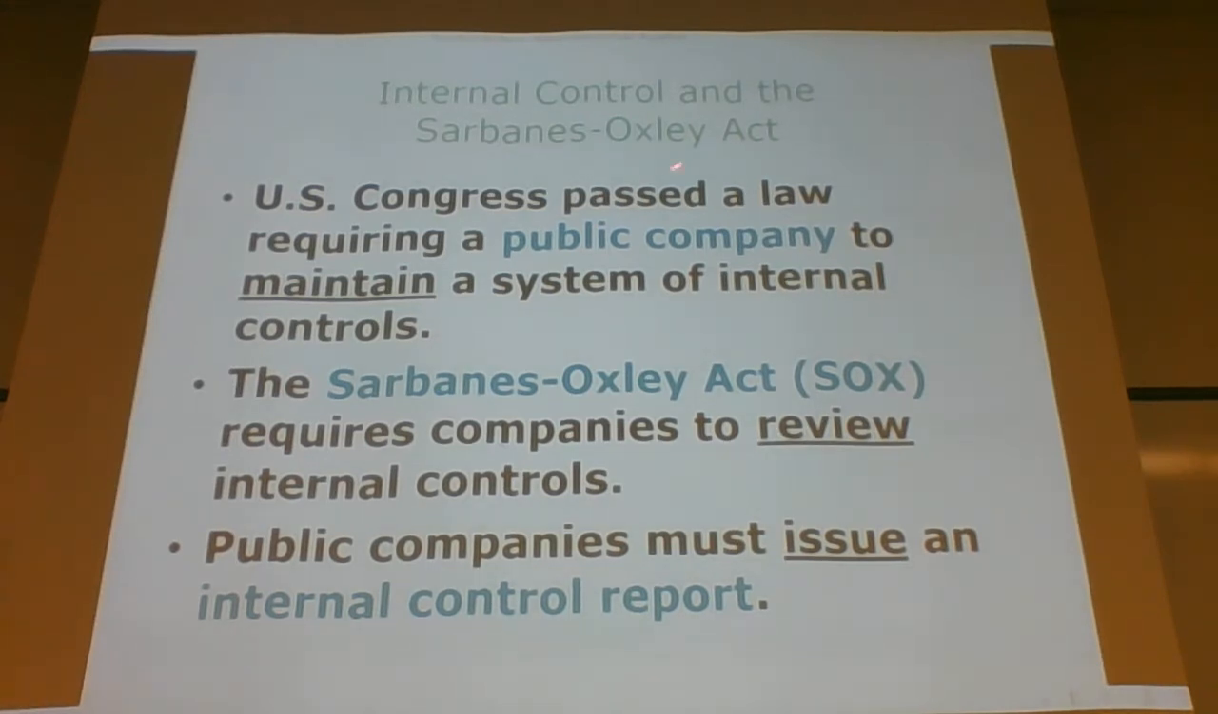And this act requires these companies, again, publicly traded companies only, to not only maintain a system of internal controls, but to review that system of controls and also to issue an internal control report as to the effectiveness of these controls. So companies can no longer have, at least publicly traded companies, no longer have the luxury of pleading ignorance when something goes wrong.